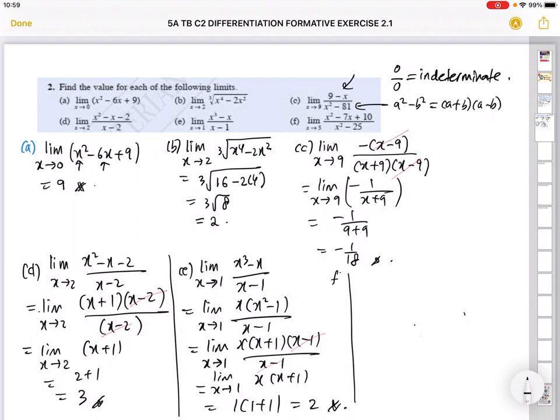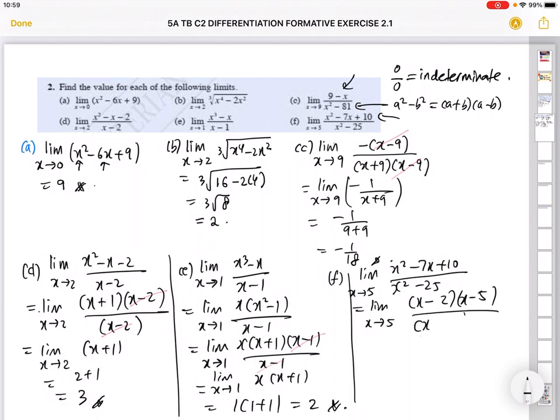Okay, let's look at part F. Now again, if you look at this question, limit of x approaching 5 of x squared minus 7x plus 10, your denominator is x squared minus 25. We know again, if you put 5 inside, you're going to get 0 over 0. So we need to factorize. How to factorize the numerator? x minus 2 and 5, both are negative to get 7. Your denominator is x plus 5, x minus 5.